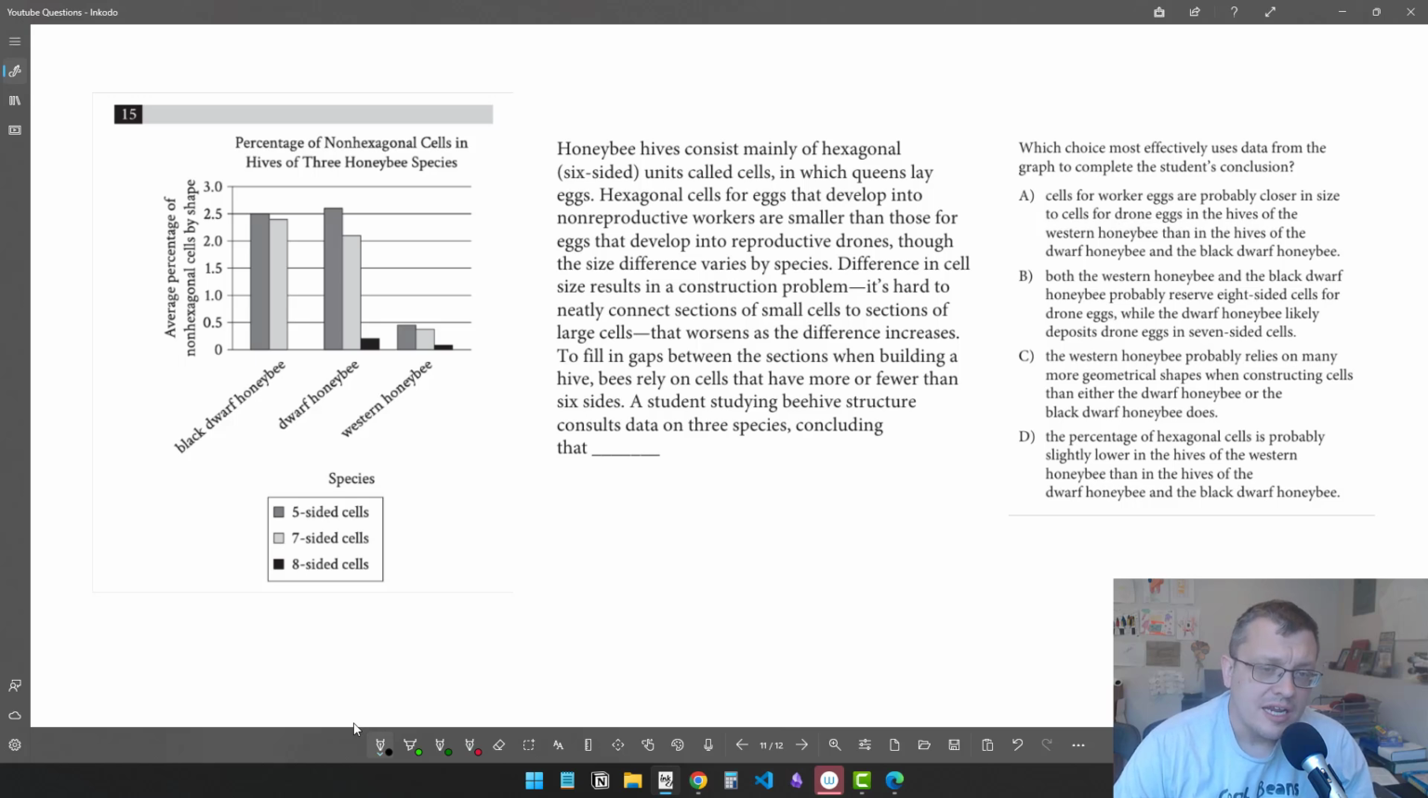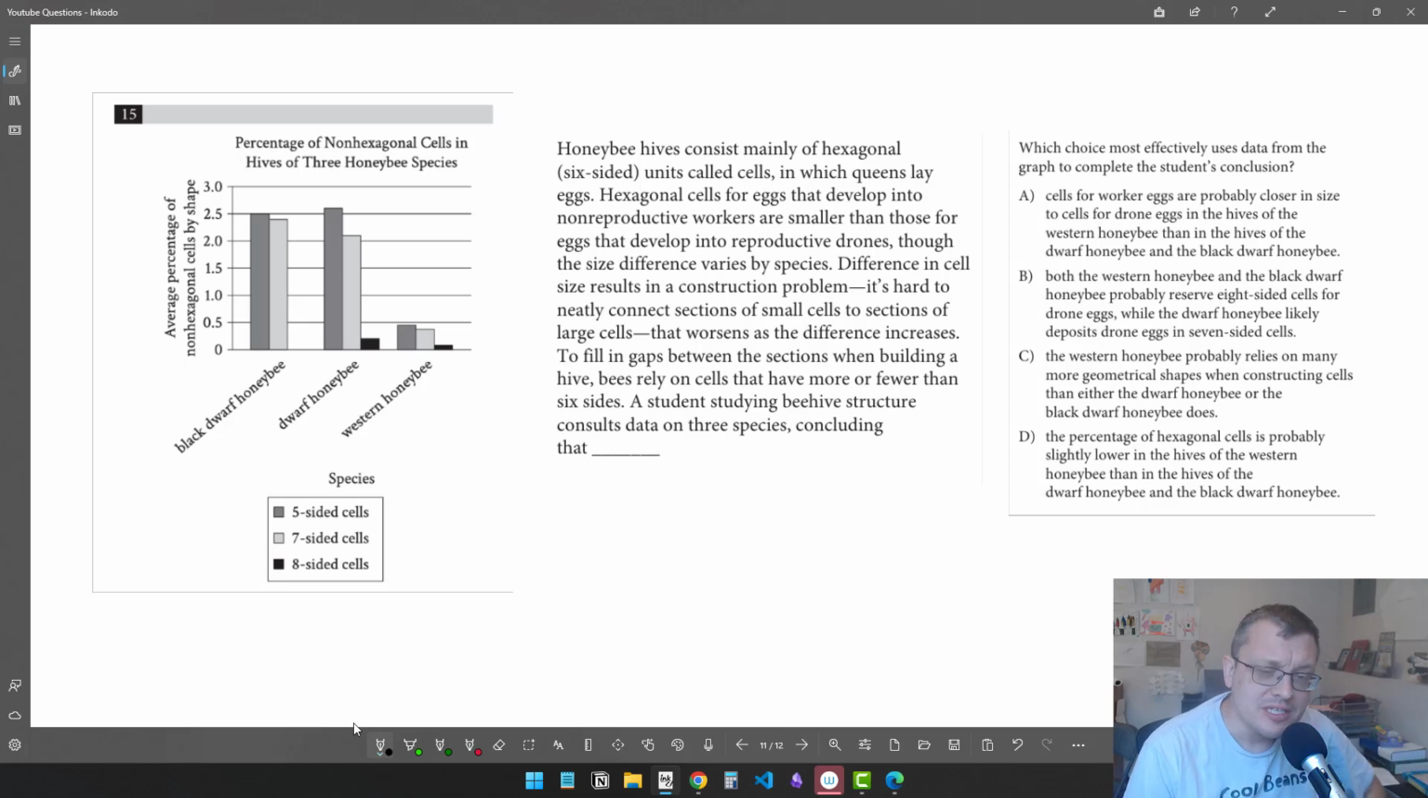Number 15, honeybee hives consist mainly of hexagonal, six-sided units called cells, in which queens lay eggs. Hexagonal cells for eggs that develop into non-reproductive workers are smaller than those for eggs that develop into reproductive drones, though the size difference varies by species. Difference in cell size results in a construction problem. It's hard to neatly connect sections of small cells to sections of large cells. That worsens as the difference increases.